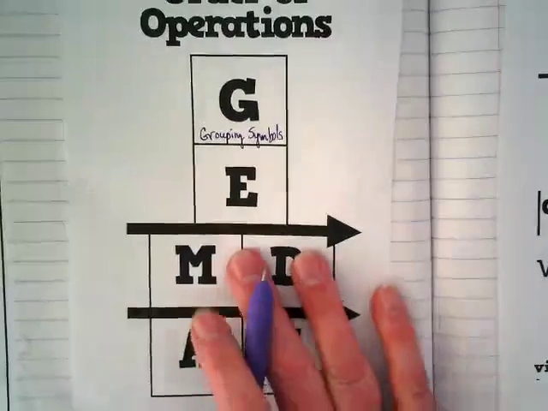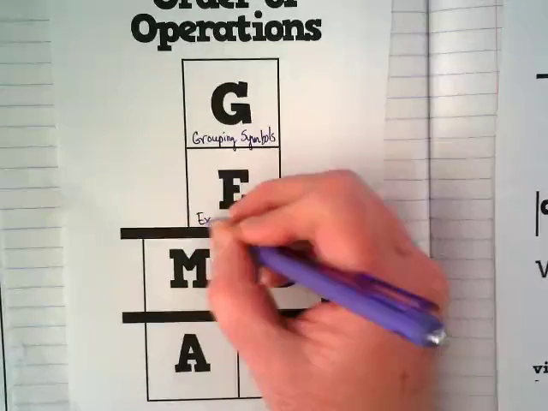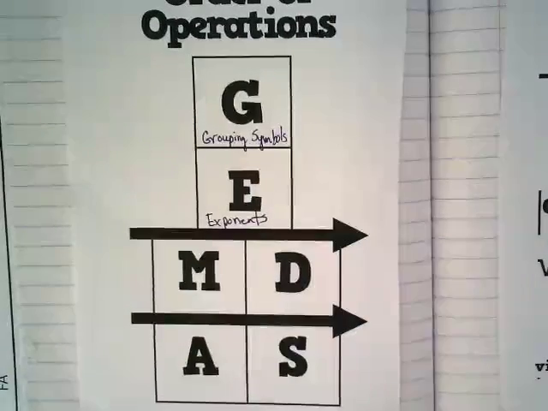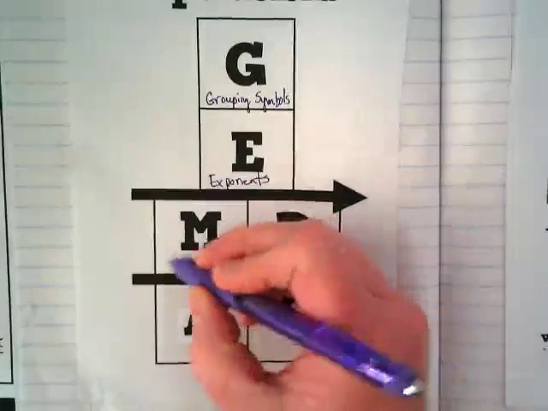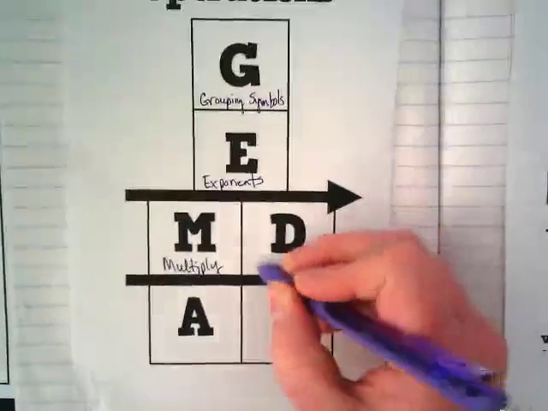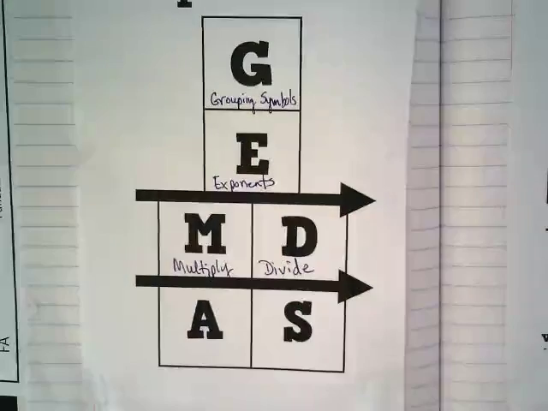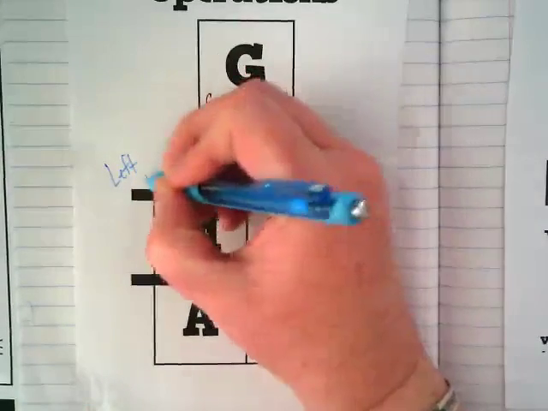And the E stands for? We recall that the M and D are multiply and divide. This is one of the biggest places people make mistakes, because they forget that it's not that M goes before D. This goes from left to right.